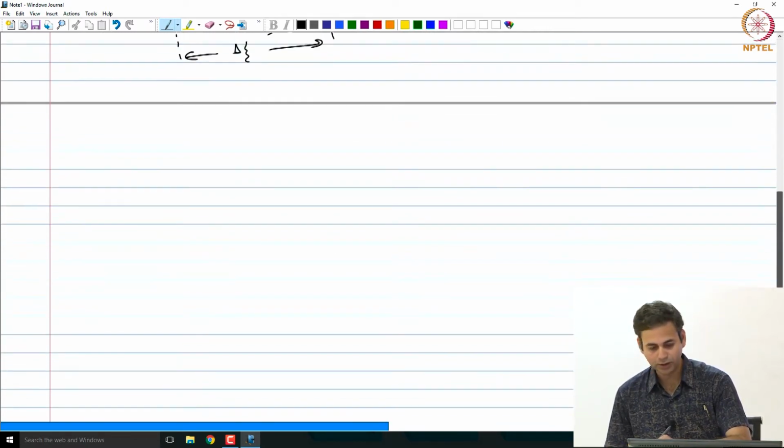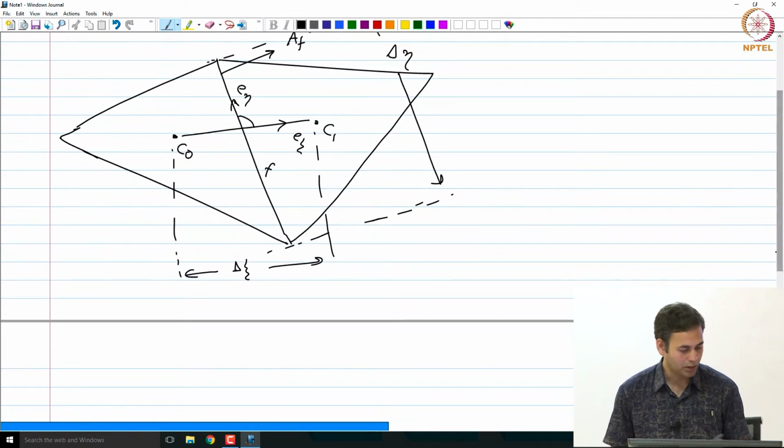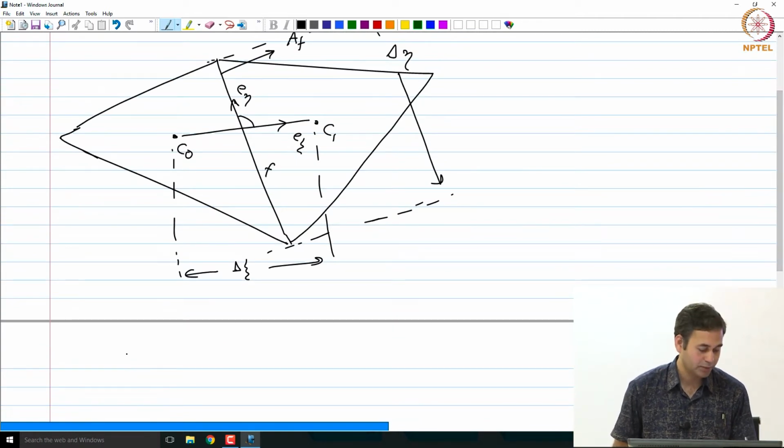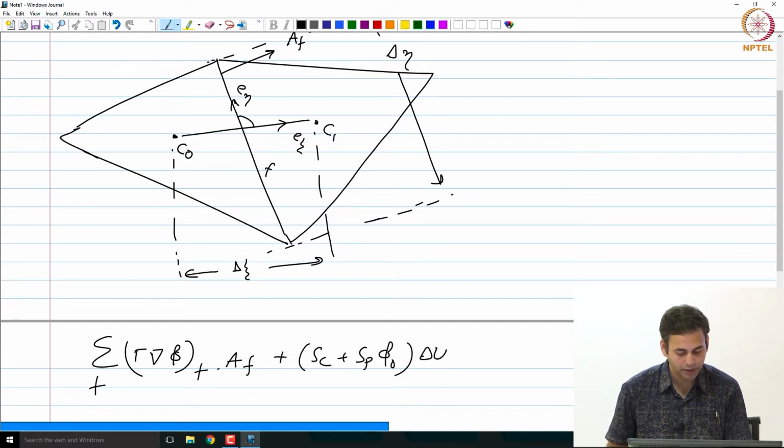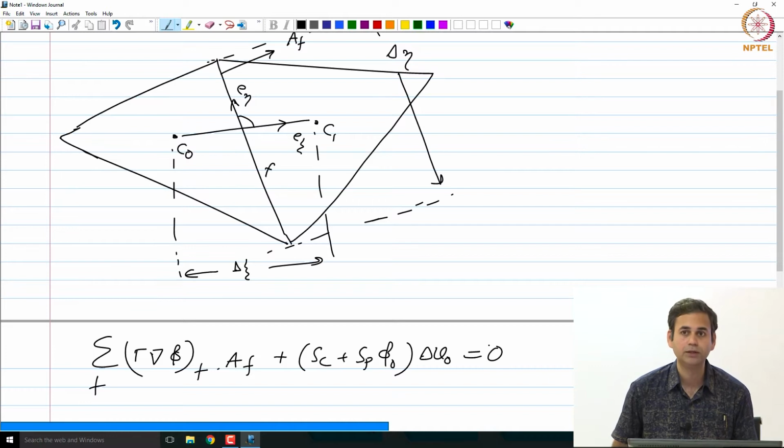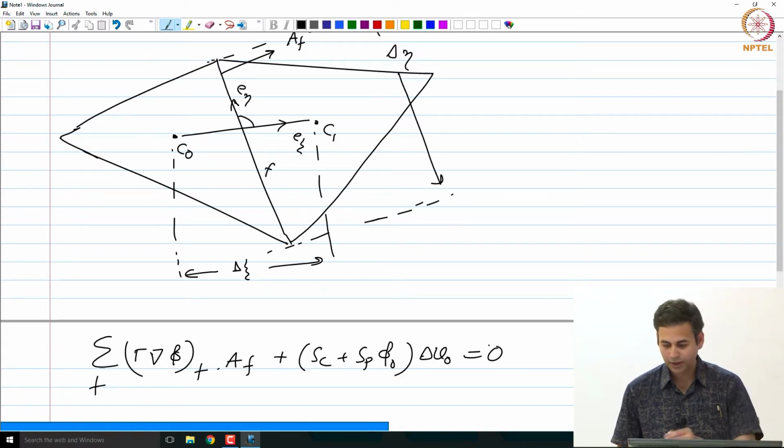Then we discretized the diffusion equation. The discretization gives you the sum of gamma grad phi dot AF over all the faces, plus SC plus SP phi 0 times delta V 0, equals 0, right. We said the 0 cell is nothing but our P cell, the primary focus, and then we have 3 other neighbors, which are first cell, second cell and third cell.